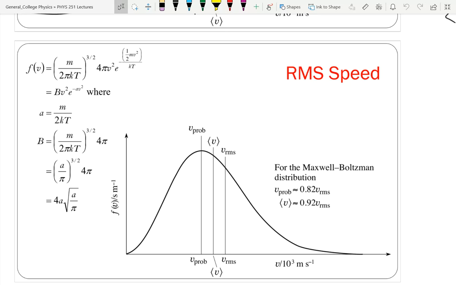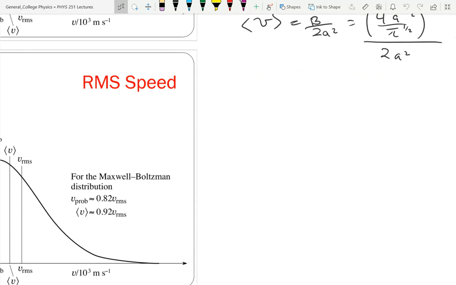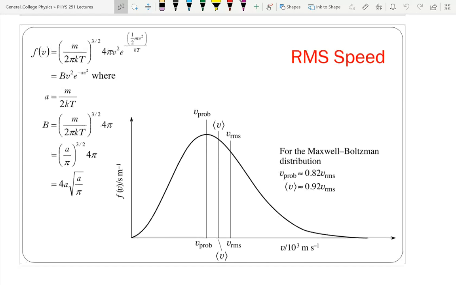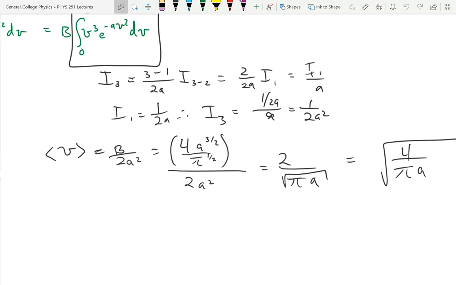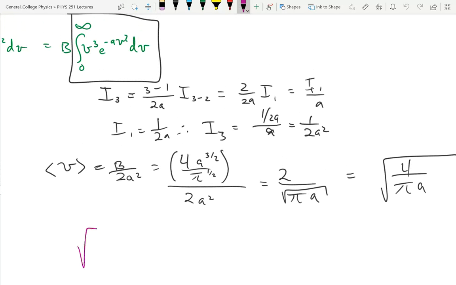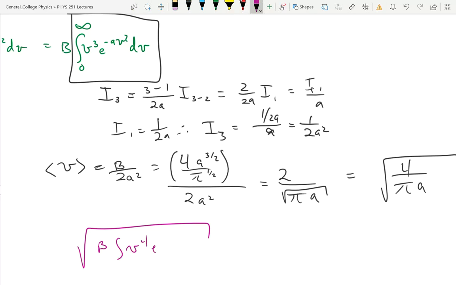In this case, you have an integral. Instead, it's going to have v to the 4th. Where did I have it? I don't see the word for this. I know we did it in class. But you would have the square root of b integral v to the 4th e to the minus av squared dv. And so you have to look on that table to find what this integral is. And then you plug it in, do the square root, and that would give you the RMS speed.